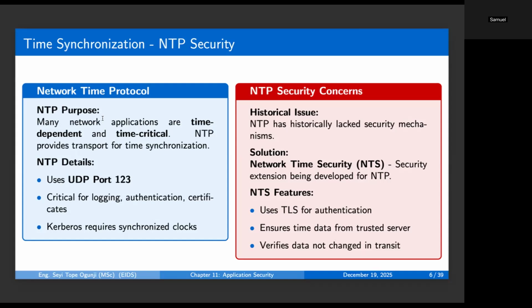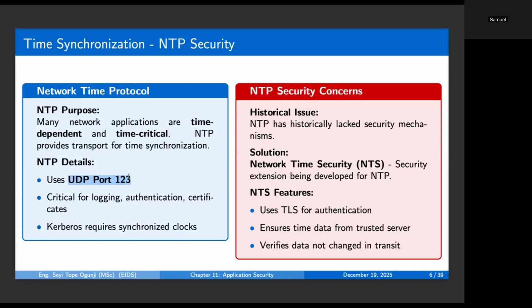Now, NTP uses UDP port 123. 123, that's the UDP port it uses. And UDP, what does it mean? It simply means user datagram protocol. It's just a way of sending data, but very fast.